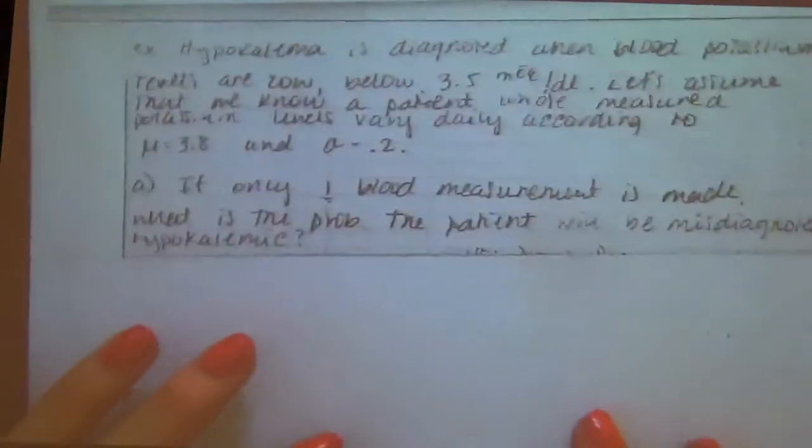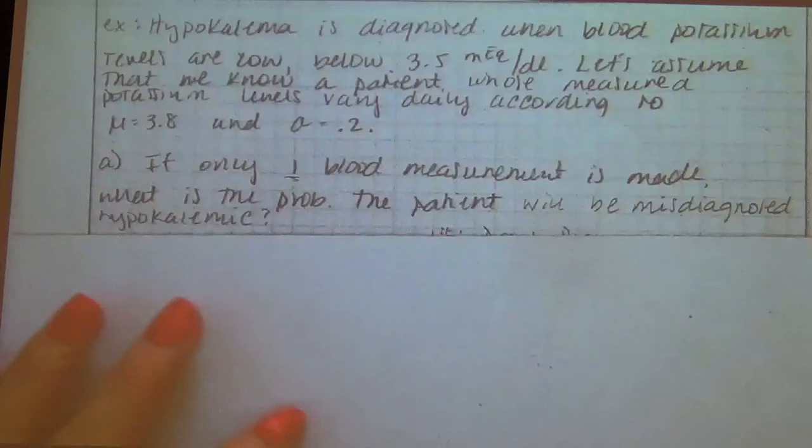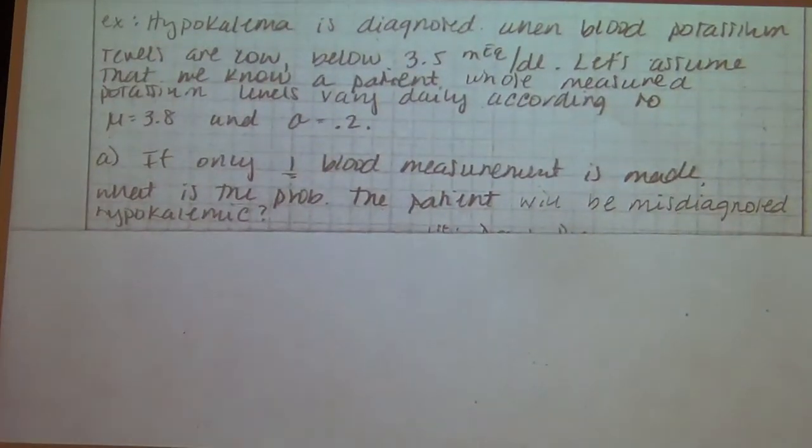This one is another medical example. It says hypokalemia is diagnosed when blood potassium levels are low, below 3.5 mEq per deciliter. Let's assume we know a patient whose measured potassium levels vary daily according to a population mean, basically the mean of her blood level, of 3.8 and a standard deviation of 0.2. If only one blood measurement is made, what is the probability the patient is misdiagnosed as hypokalemic?